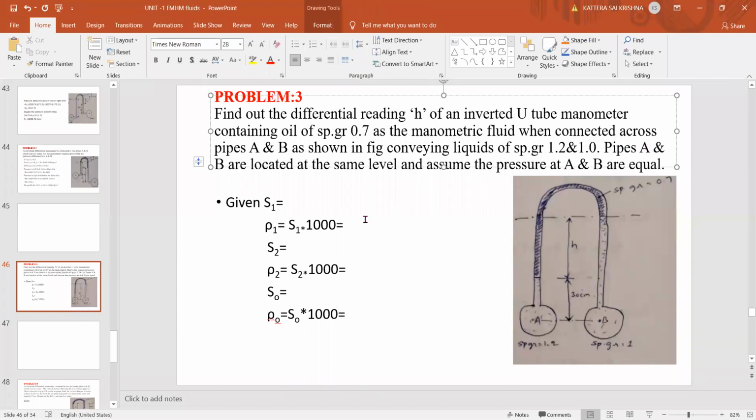Now the pipes A and B are located at the same level, and assume the pressures at A and B are equal. He said one more term: PA and PB both are equal. Pressure at these two points, PA and PB, are equal. So now what we need to find? We need to find this H value. Before starting the problem, write the given data, just write the question and draw the figure, please. If you're finished with that, please tell me, we'll solve the remaining thing.